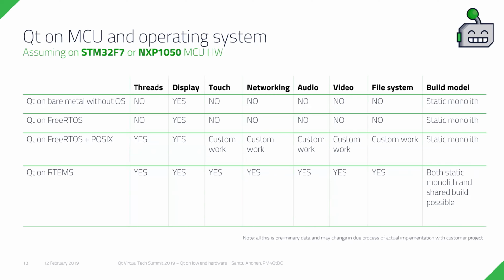So we can support the display, and then there are Amazon-created POSIX libraries available for FreeRTOS. If we add those, we can support threads, and we can also add support for touch, networking, audio, video, and file system into that. But those are additional custom work, and we'll work on those with the customer when that is needed.